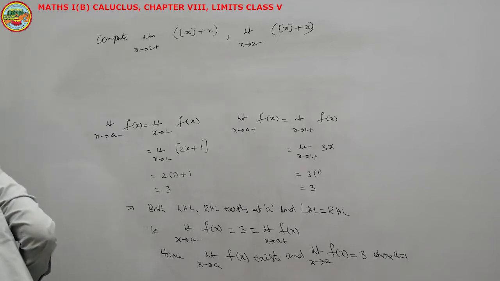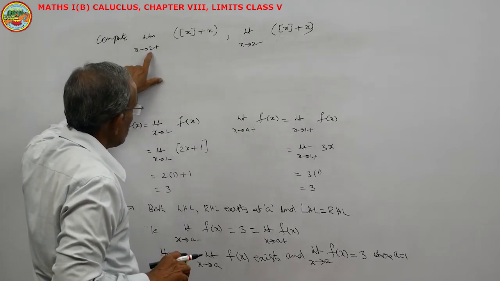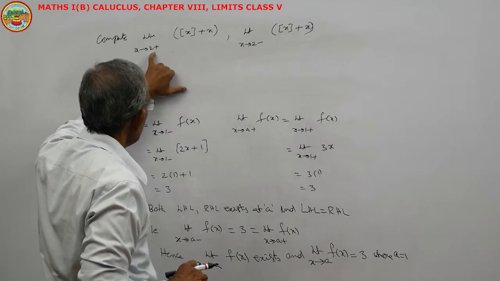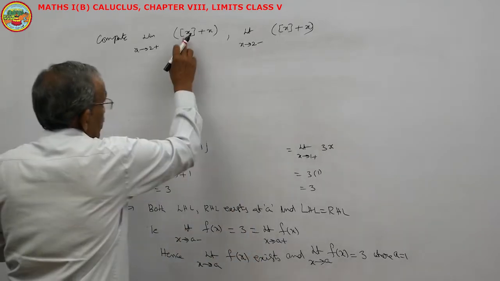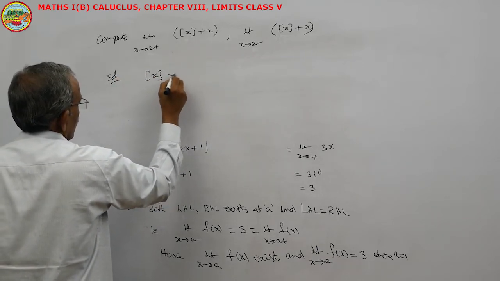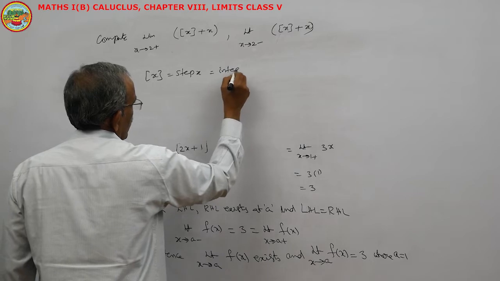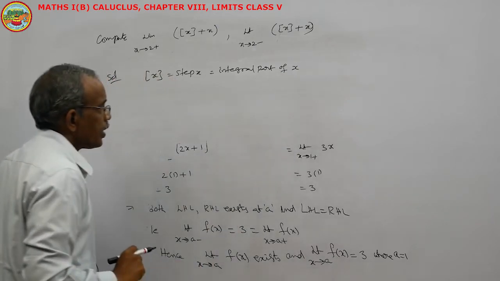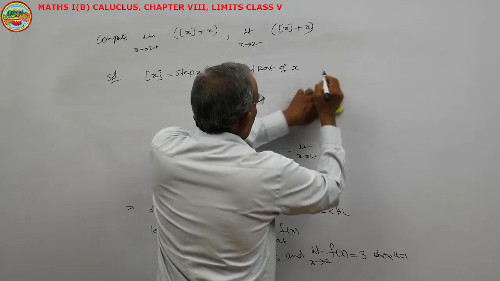That is, we have to find the limit of this function at x equal to 2 plus and the limit of this function at x equal to 2 minus, that is, the right hand limit at 2 and the left hand limit at 2. Step x means the integral part of x, where x is any real number, for all x belonging to R.